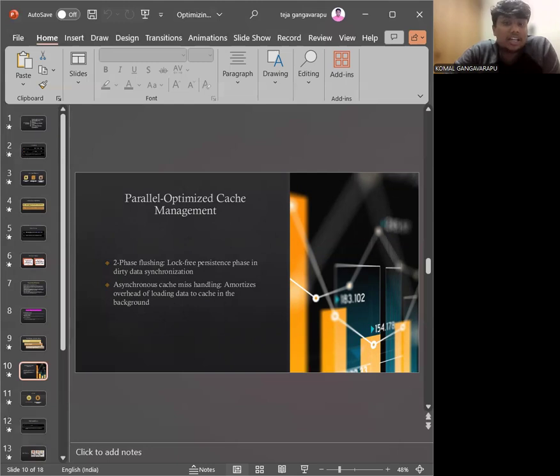These parallel optimized cache management techniques, two-phase flushing and asynchronous cache miss handling, are integral to FLAC's ability to maintain high performance and responsiveness in heterogeneous memory environments. By minimizing the overhead of dirty data synchronization and cache misses, FLAC ensures the cache can handle concurrent data operations efficiently, providing a robust solution for optimizing the file system on advanced memory architectures.